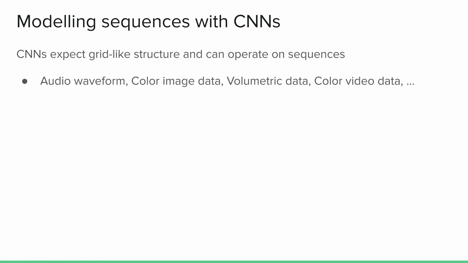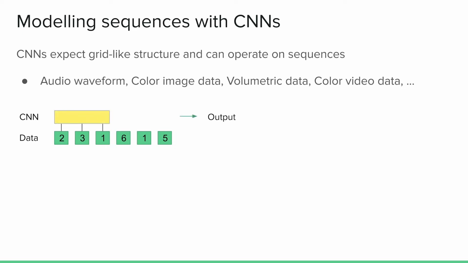CNNs can operate on grid-like data structures such as images, and when you have a sequence, you can work with convolutional networks here. So you have a fixed input, for example with 3 inputs. All of them are fed into a convolutional layer, and then you move along the sequence and take a look at the next 3 samples, and so on until you're at the end of your sequence. At each step you produce something with your CNN.